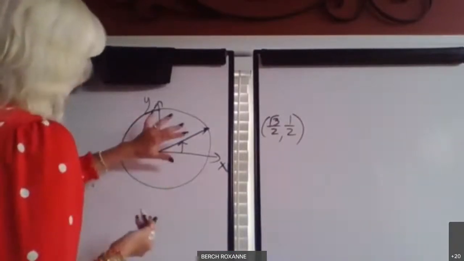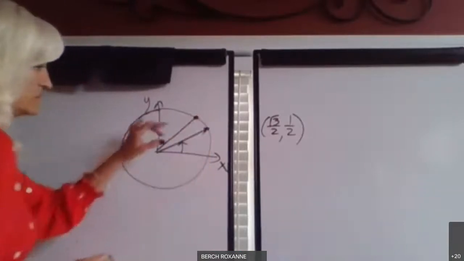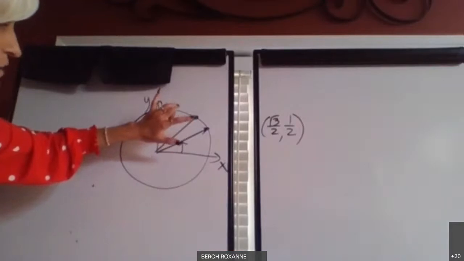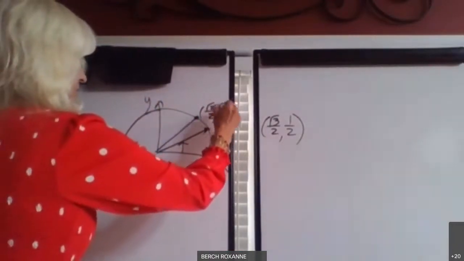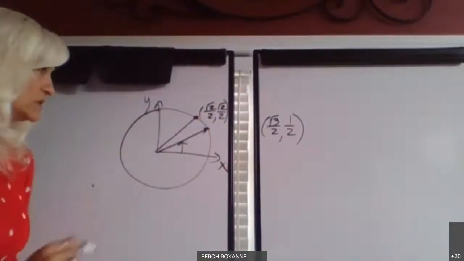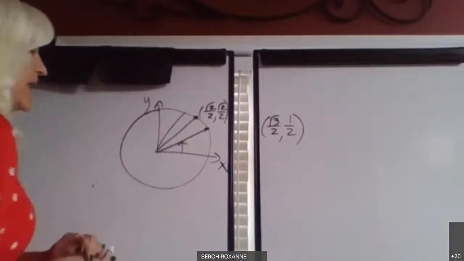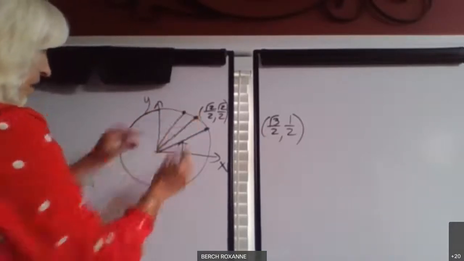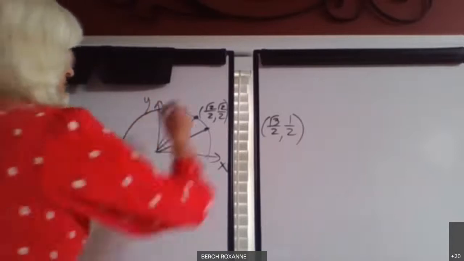If you put your middle finger down, you get radical 2/2 and radical 2/2. That represents that point on the circle. And if you put your fourth finger down, you would get 1/2 and radical 3/2.